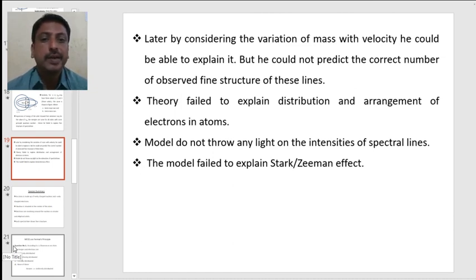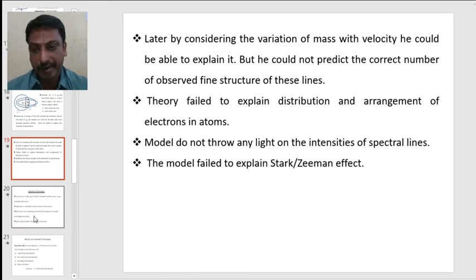The theory failed to explain the distribution and the arrangement of electrons in atoms, and the model does not throw any light on the intensities of the spectral lines. The model also failed to explain newly discovered phenomena like the Stark effect as well as the Zeeman effect.